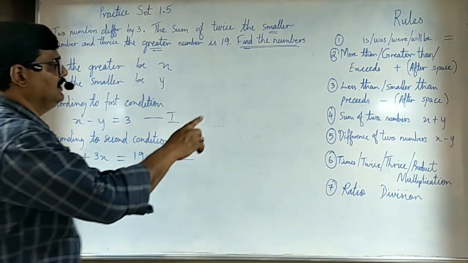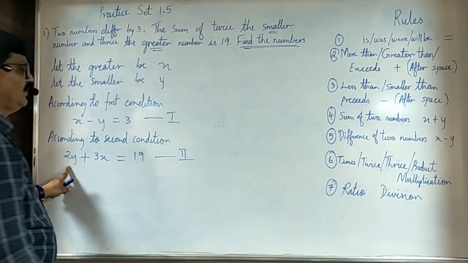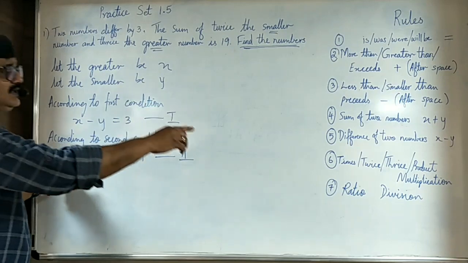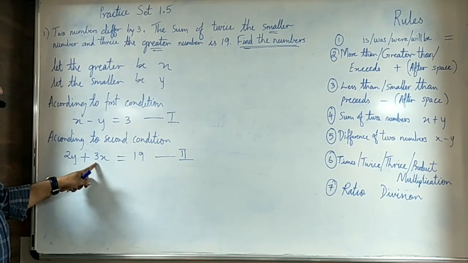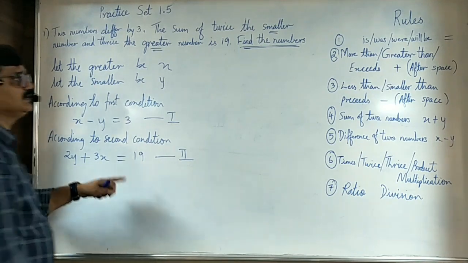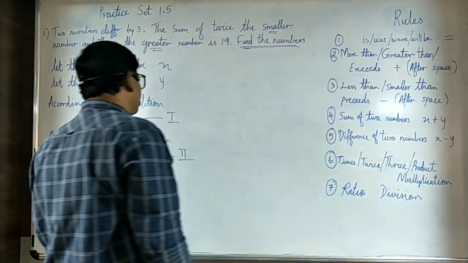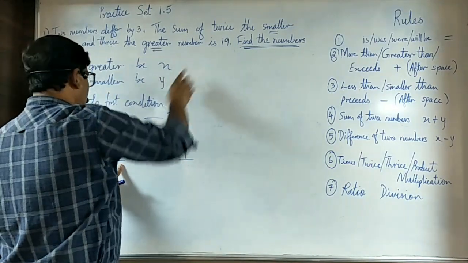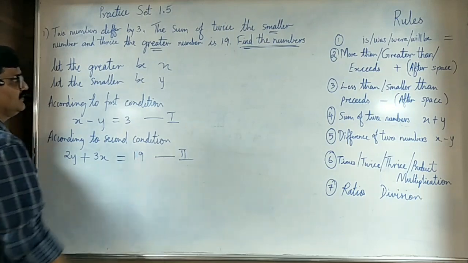Then there was the sum of the two numbers. That means I have to add those numbers. And which numbers are to be added over there? The multiplication, that is twice the smaller number and thrice the greater number. Is means if there is a word like is, was, were, will, in that place you have to write equal to, and then you have to write 19. And that's your equation number 2.